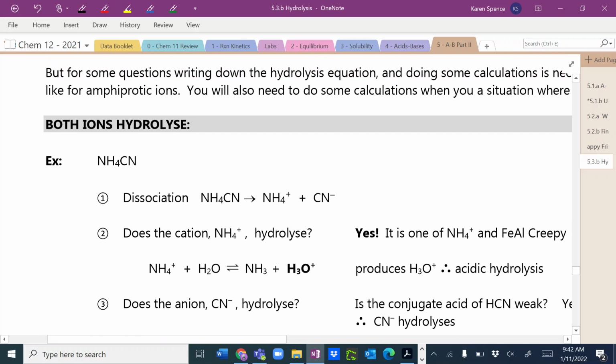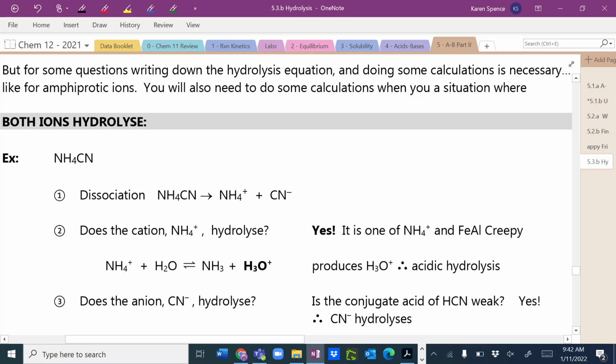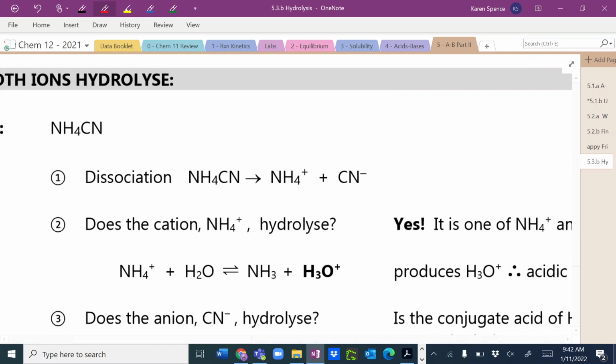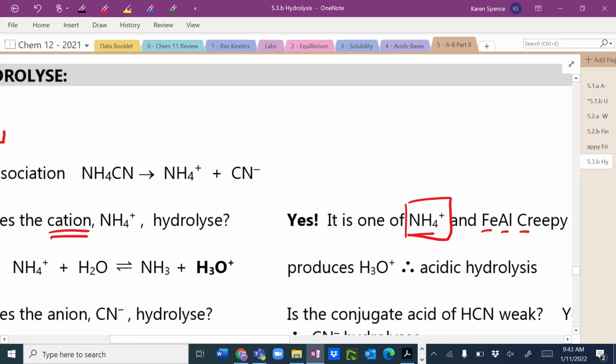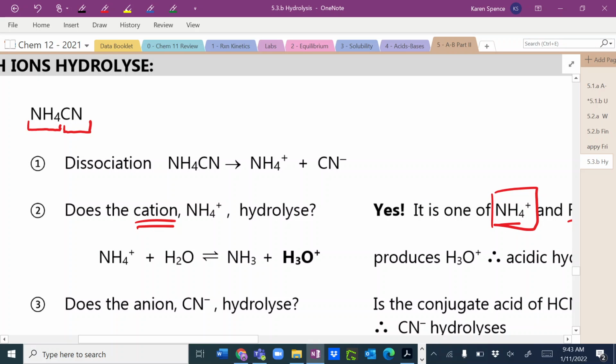if you've got some amphiprotic ions, definitely you're going to want to be writing something down. And if you have a situation like this, where we have NH4CN, who's your cation? Ammonium. That means your anion is the CN minus. We ask ourselves, does the cation hydrolyze? And yes, it does, it is the ammonium part. And if we write the hydrolysis reaction, remember cations always do acidic hydrolysis, because we are producing H3O plus.